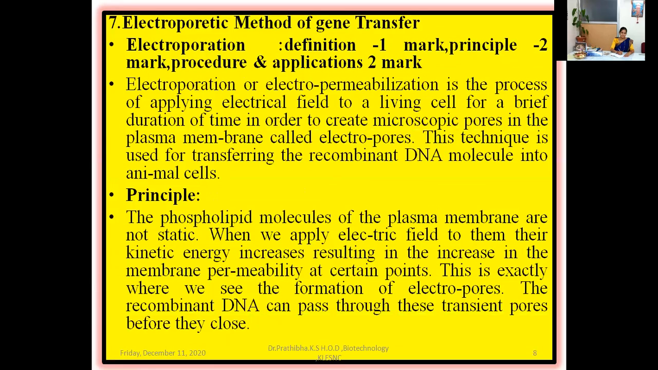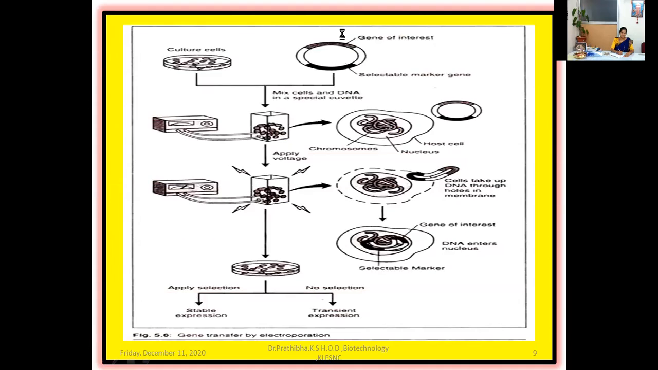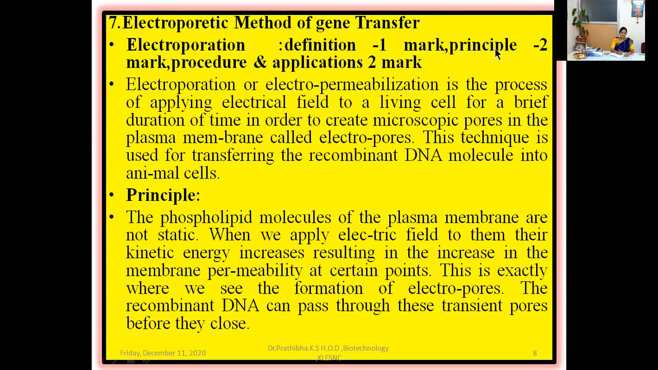Okay. The next question here, seventh question: electroporetic method of gene transfer. When you write about electroporation, usually we differentiate the marks like this. Definition 1 mark, principle 2 marks, then procedure and application 2 marks. This is how we are going to divide when you write the answer. If you write just a definition and the flow chart, you will get only the 3 marks. Applications also you must write.